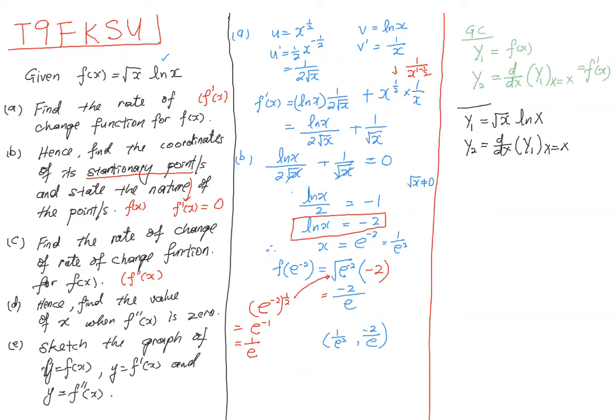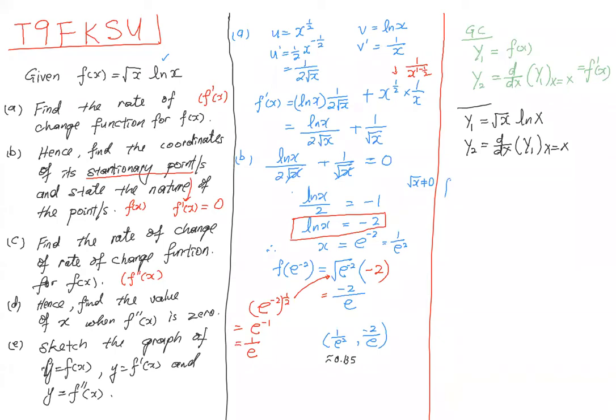Now, can someone give me the approximate value of 1 over e squared? Okay, no need. Miss Do will do it. 1 divided by e squared. So this is a very small value, 0.135. All right. So I'm going to draw the sign diagram of f prime x.